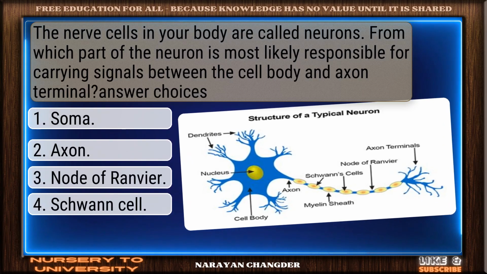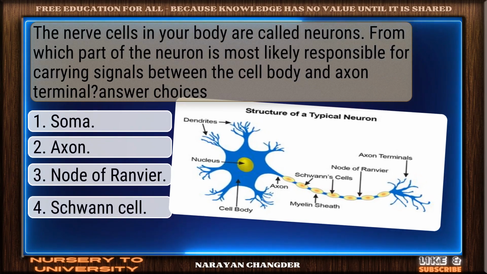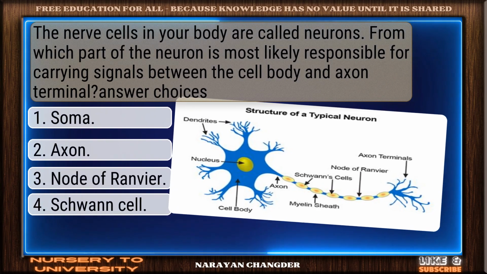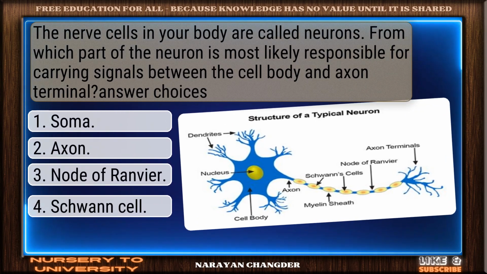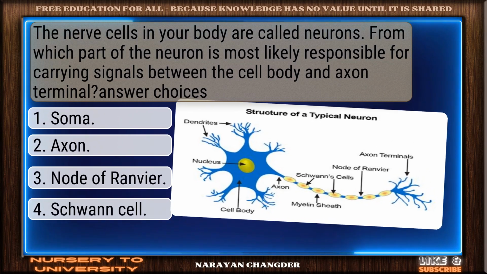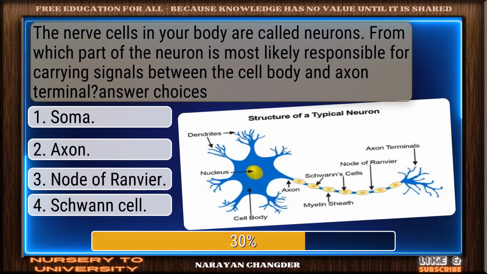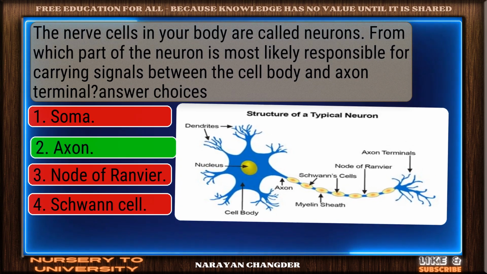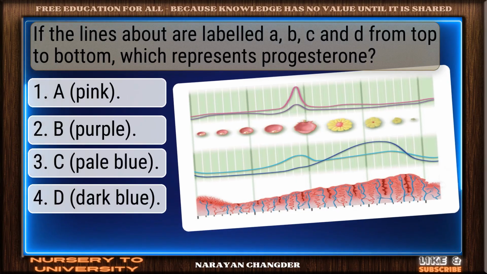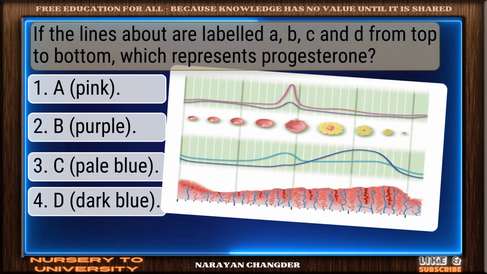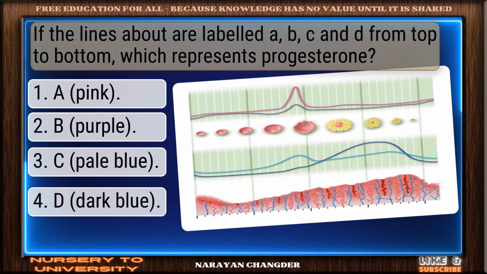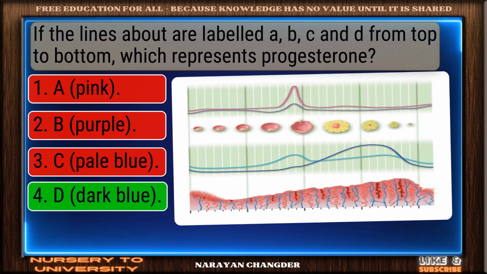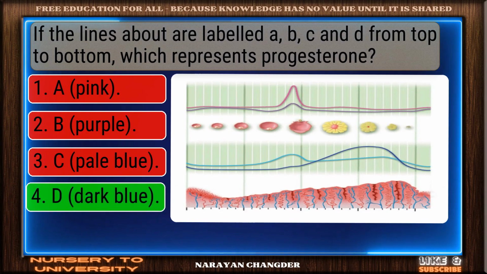The nerve cells in your body are called neurons. Which part of the neuron is most likely responsible for carrying signals between the cell body and axon terminal? Answer choices. Good thinking. Axon is right. If the lines above are labeled A, B, C and D from top to bottom, which represents progesterone? Excellent choice. D is right.